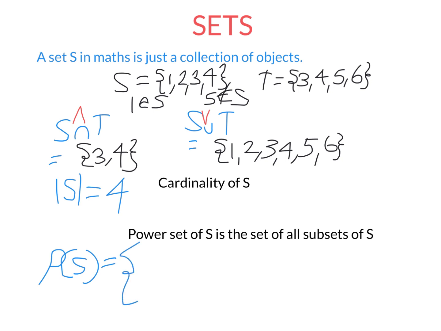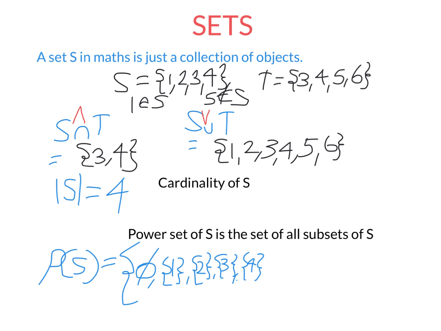So let's look at subsets of S. Firstly, we're going to use this notation. This here is the empty set, the set with no elements. That is actually a subset of any set. So the other subsets of S, we're going to include all the subsets that have only one element.